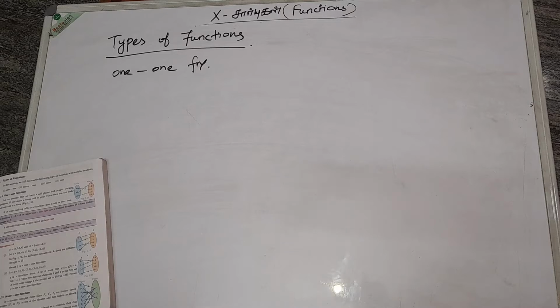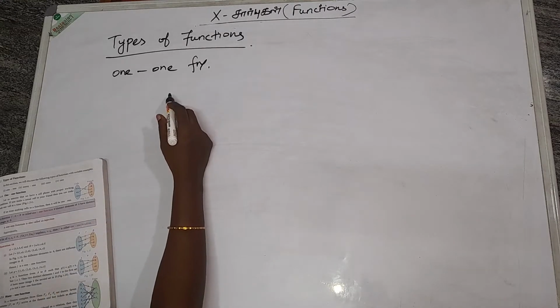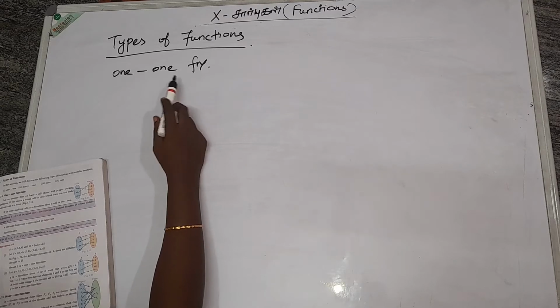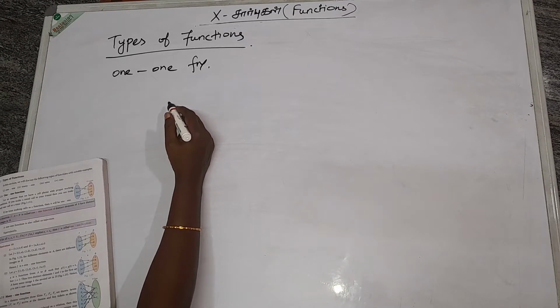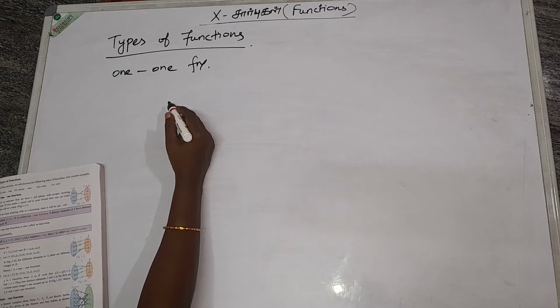Now we can see type of functions. Here one function, many to one function, onto function, into function. So many types are there. Now we are going to see about one to one function. So what is one to one function? Okay, see, using the arrow diagram it will be easy, you can understand easily.